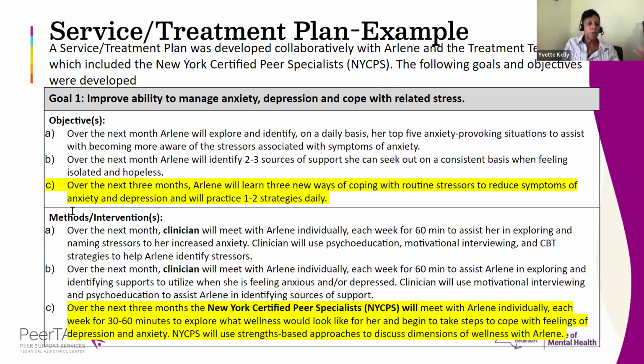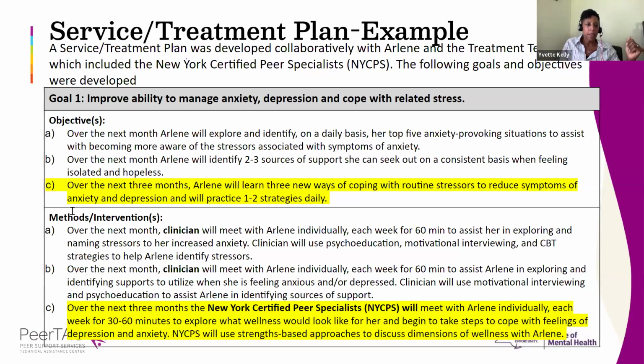So in this example, I've highlighted here the goal: to help Arlene improve the ability to manage anxiety, depression, and cope with related stress. And the one that's going to be relevant to the peer provider here is, over the next 3 months, Arlene is going to learn some new ways of coping with routine stressors to reduce symptoms of anxiety and depression.